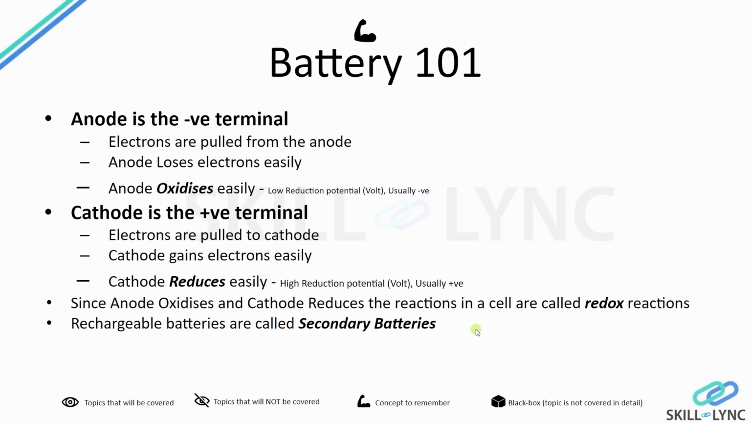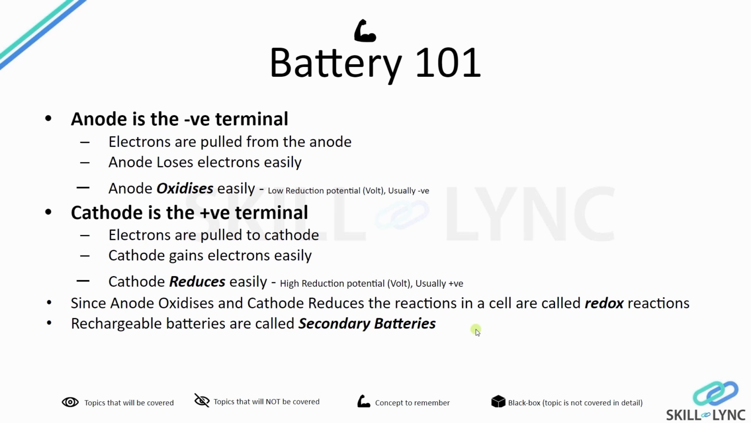Now batteries have two terminals, anode and cathode, right? Anode is the negative terminal and cathode is the positive terminal, right? Now the anode loses electrons easily, right? In other words, the anode oxidizes easily. On the other hand, the cathode gains electrons easily, and another way to say that is the cathode reduces easily, right?